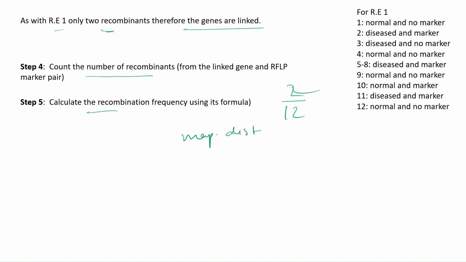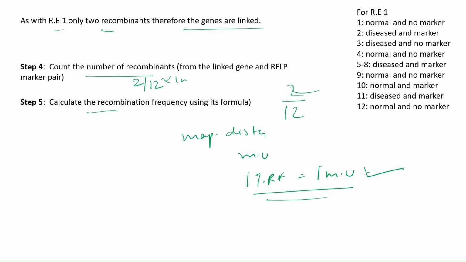So map distance is MU. MU means 1% recombination frequency means 1 MU. This also we know now. So you have to find out the recombination frequency with the formula, and on the basis of that, you have to tell the map distance. Clear? So you have to find out everything for restriction enzyme 2, and for restriction enzyme 1, I already told you: number of recombinants 2, total number of progeny 12. So the formula is pretty clear. For 1 I told you, for 2 you have to calculate, and do let me know in the comment section.